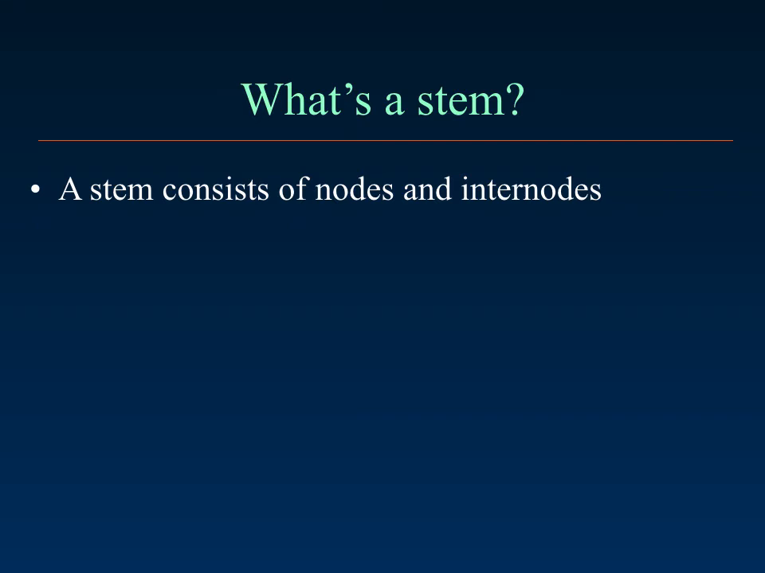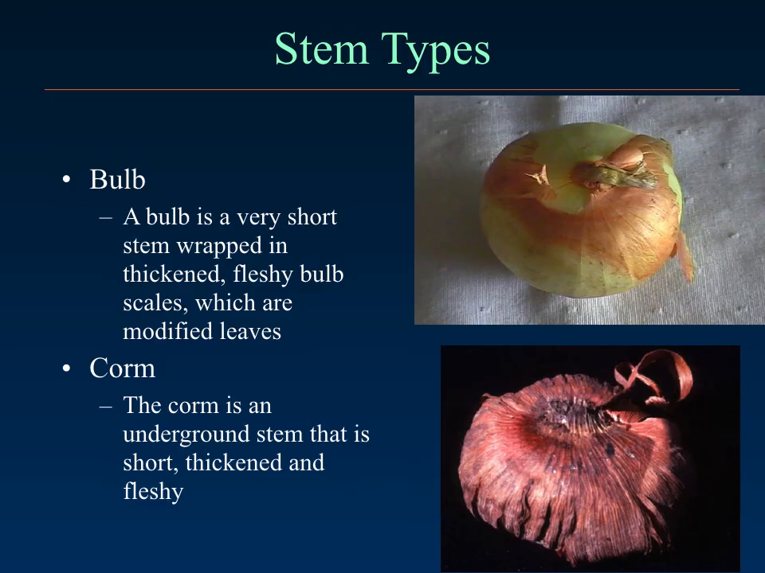So what's a stem versus roots? A stem consists of nodes and internodes. We've already talked about that earlier in this class. But there are all sorts of modifications to stems. Look at the onion on the upper right-hand picture. That is actually a stem that you're cutting into and eating.